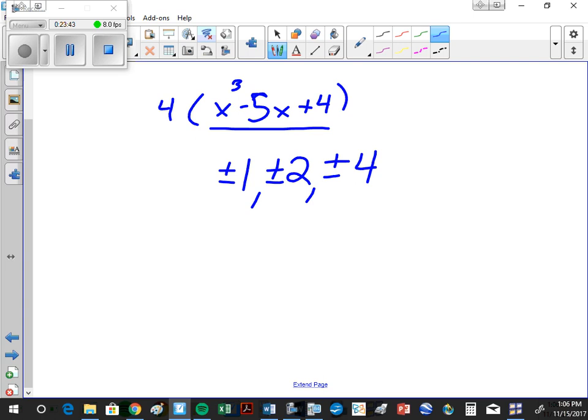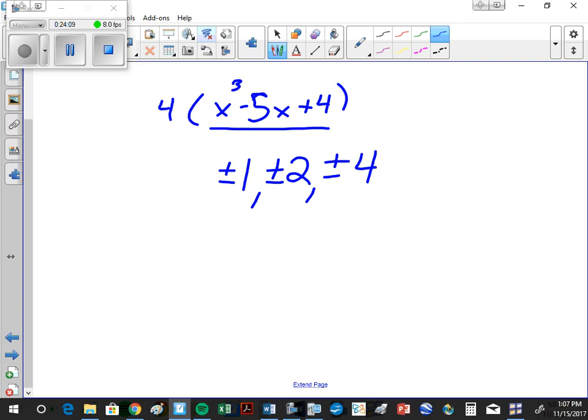Okay. Could 2 be one of the answers? Look at the graph. Can 2 be one of the answers? No. Can plus or minus 4 be one of the answers? No. So 1 has to be the only rational answer. The other 2 will have square roots in them.